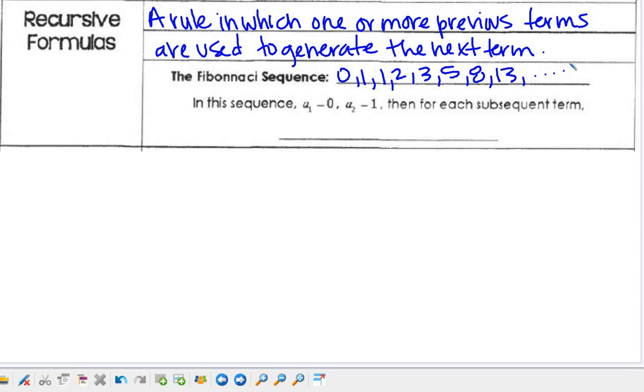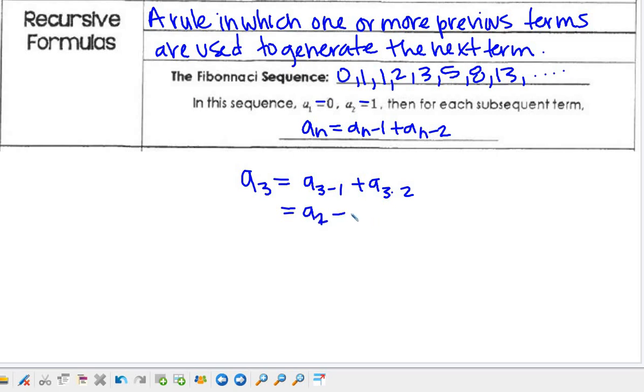Okay? In this sequence, a sub 1 is equal to 0, and a sub 2 is equal to 1. And then for each subsequent term, the term that comes after is going to be the sum of the term before it, plus the term 2 before it. So if I want to know the third term, that would be a sub 3 minus 1 plus a sub 3 minus 2, which is just a sub 2 plus a sub 1.